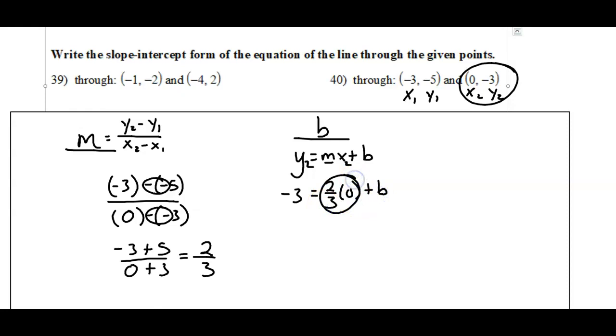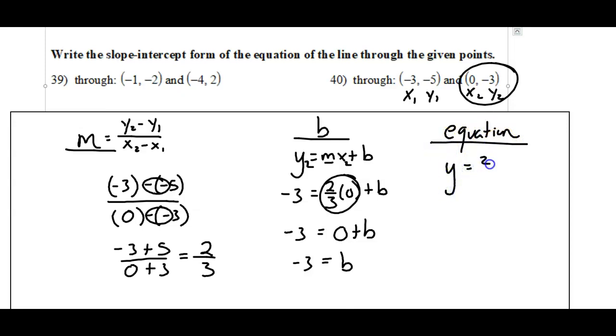Now 0 times 2/3 is 0. And then 0 plus b is just b, so we have b equals -3. And then the final thing we do is go ahead and write out the equation of the line. So that would be y equals 2/3 x minus 3.